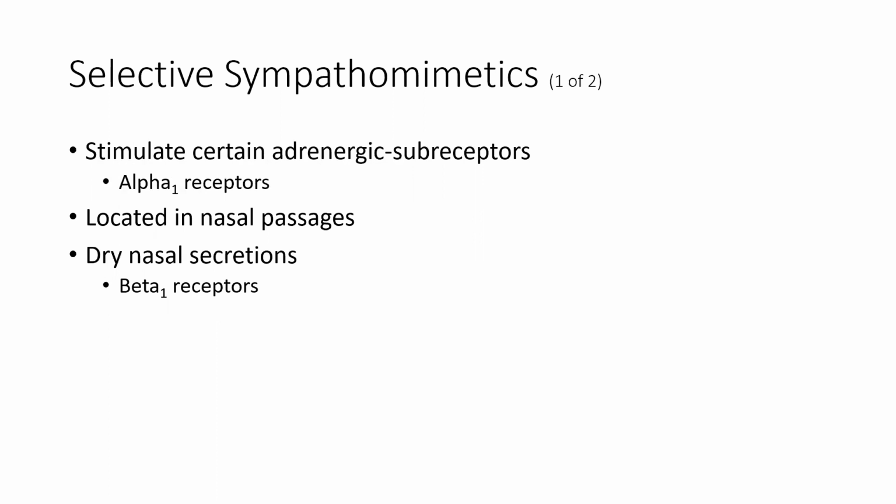There are some selective sympathomimetics. Selective means they stimulate certain selective adrenergic subreceptors, like alpha-1 receptors.